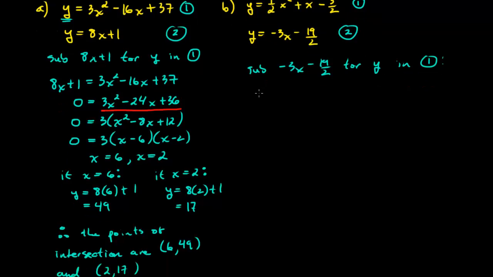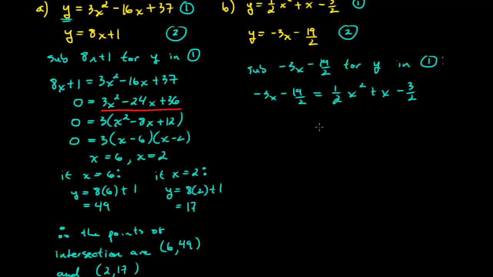And if we do that, we get negative 3x minus 19/2 is equal to 1/2 x squared plus x minus 3/2. So really what we've done here is when we equate their y values, and we get this equation, we're finding out what values of x make the y values for these two equations equal. So now we can actually solve for x, and that'll tell us the x values for when this line intersects this parabola.